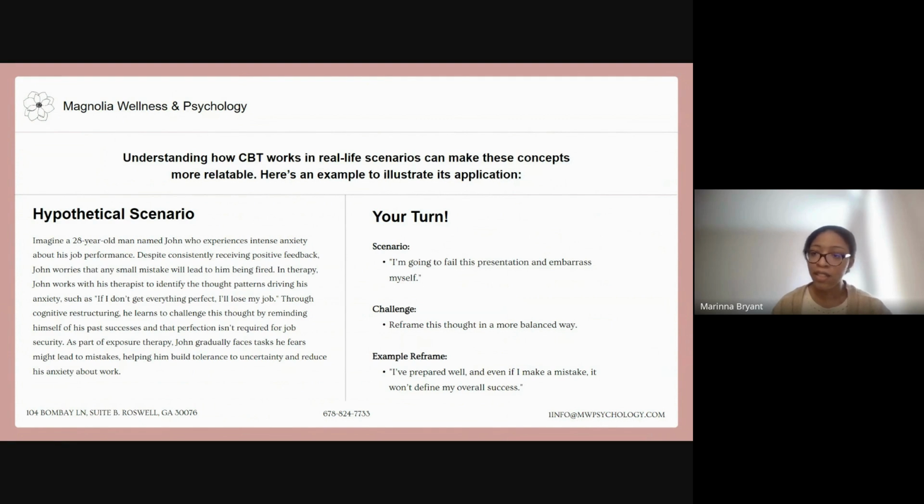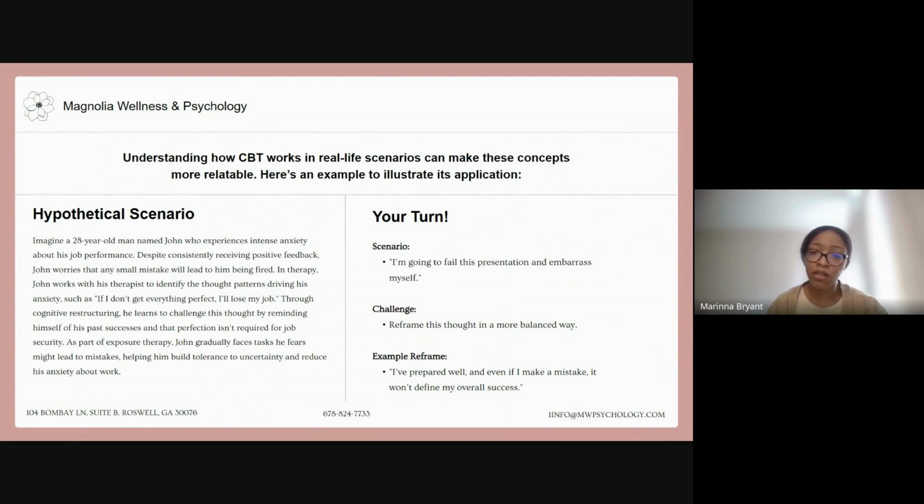Like I said, who hasn't had those thoughts? Through cognitive restructuring, he learns to challenge this thought by reminding himself of his past successes and that perfection isn't required for job security. As part of exposure therapy, for example, if we were to go that route, John would gradually face tasks he fears and what might lead to mistakes, thus helping him build tolerance to uncertainty and reduce his anxiety about work.